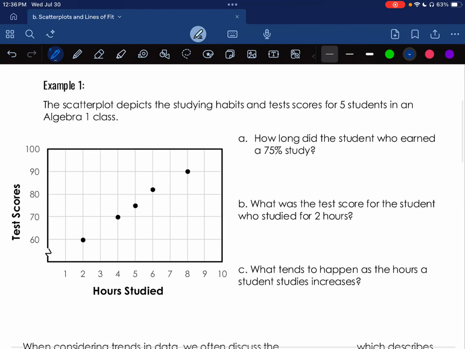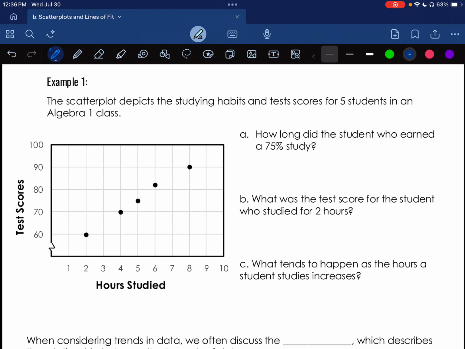All right. So here, the scatterplot depicts the study habits and test scores for 5 students in an Algebra 1 class. So anytime you talk about linear modeling, you're always going to see some type of context like this where we teachers try to guilt trip you into studying more. I was half joking, half serious.